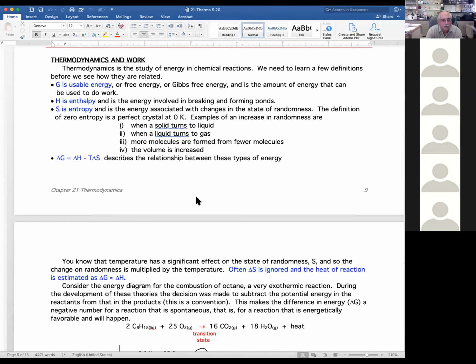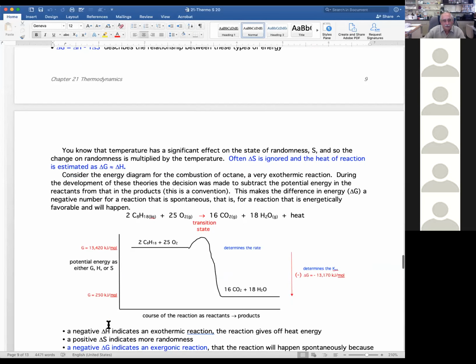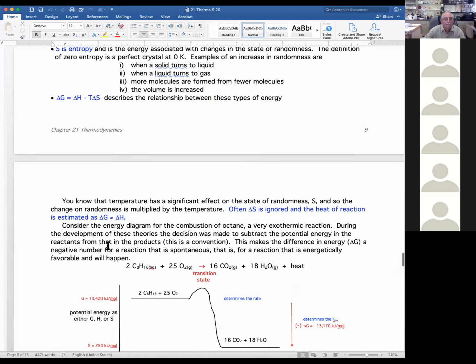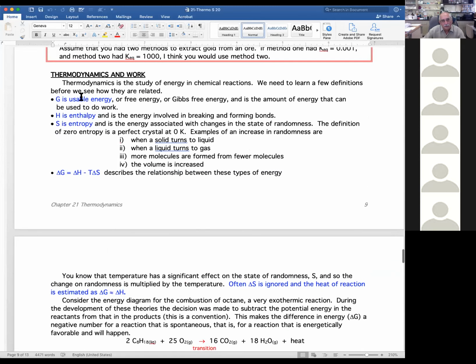I wanted to give you an introduction to this stuff. It can be very complicated, and my point is that it's not. It really just turns into some definitions. G and H and S are all forms of energy. We could write energy diagrams with anything over here. I put here potential energy as either G, H, or S. But G is called usable energy or free energy. That's the amount of energy that can actually be used to do work.